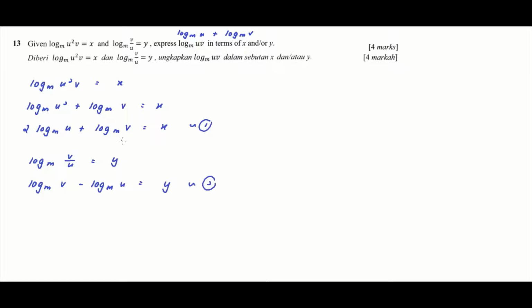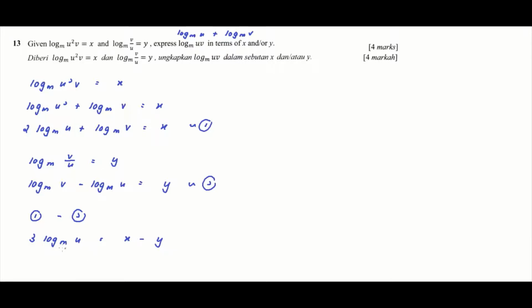So from here, you can see that I have log v here and log mv here, which if I'm trying to use the first equation minus the second equation, then what do I get? So 2 log mu minus minus, so I'll get plus. So it will give me 3 log mu. Okay, then after that log mv minus log mv is going to give me 0. So after that x minus y.